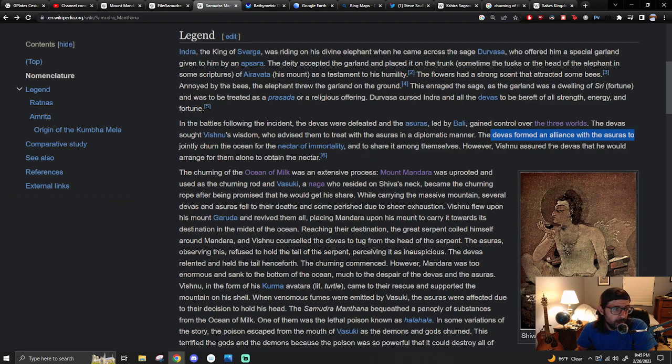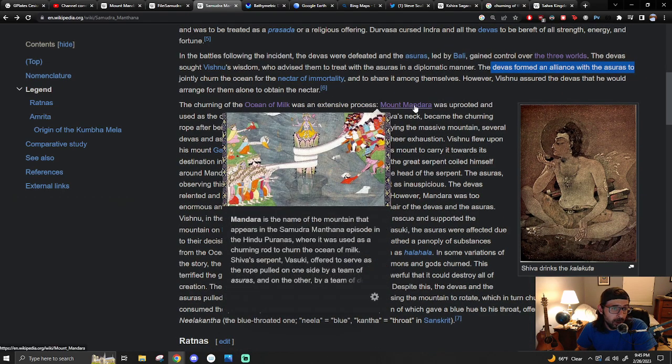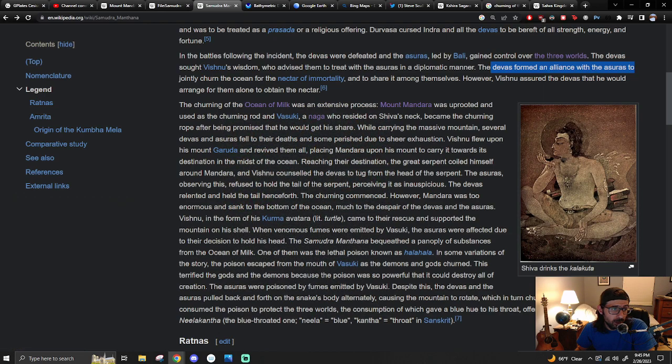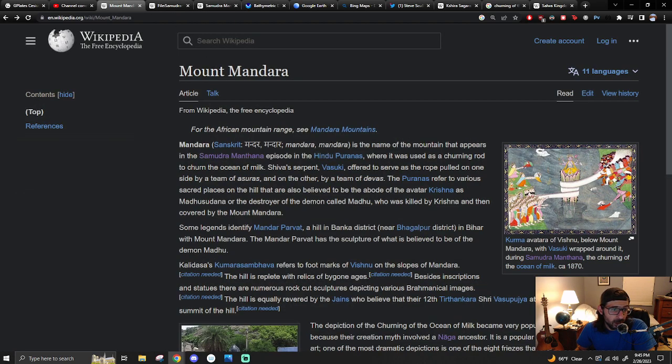Churning of the ocean of milk was an extensive process. Mount Mandara was uprooted and used as the churning rod. Let's see what Mandara is. The name of the mountain that appears where it was used as a churning rod to churn the ocean of milk. Shiva's serpent, Vasuki, offered to serve as the rope, pulled on one side by a team of asuras and on the other side by a team of devas.